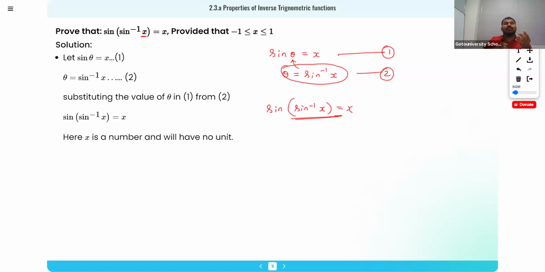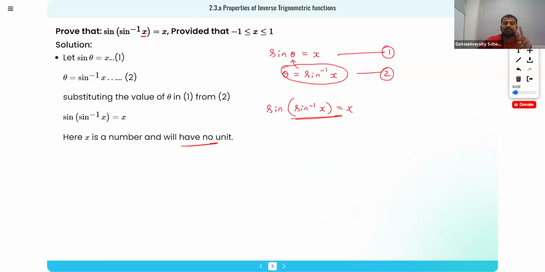Sine inverse x, when you solve for the angle theta, which is in radians, and take out the value, you will get an answer like 1/2, √3/2. That's a number. If that is a number, it will have no unit. No need to worry about degree, no need to worry about radian. But when they ask for the range, of course, you have to mention that theta is in radians. Theta is always in radians for inverse trigonometry.